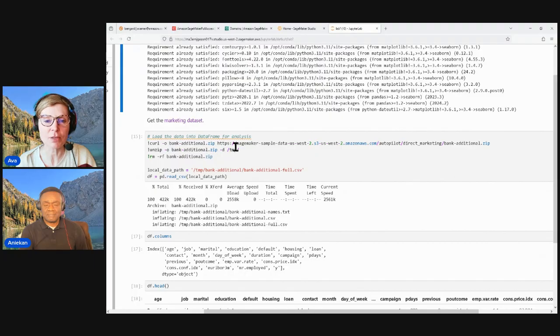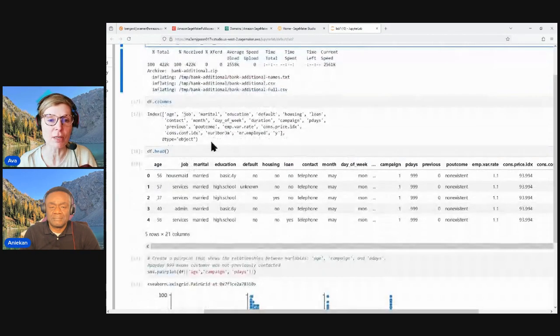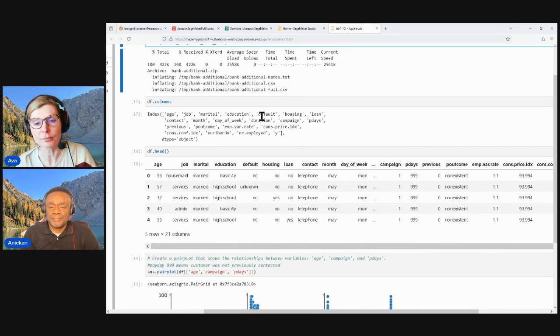The first step is we're going to need to grab the data set from an S3 bucket and put it in a temporary directory so that SageMaker can work with it and Clarify can work with it while analyzing. Once this is available in the environment here, you can run various data frame commands. You might be familiar with them. So you can say columns here. These are the columns in this data set. It has age, job, marital status, education, and so on.